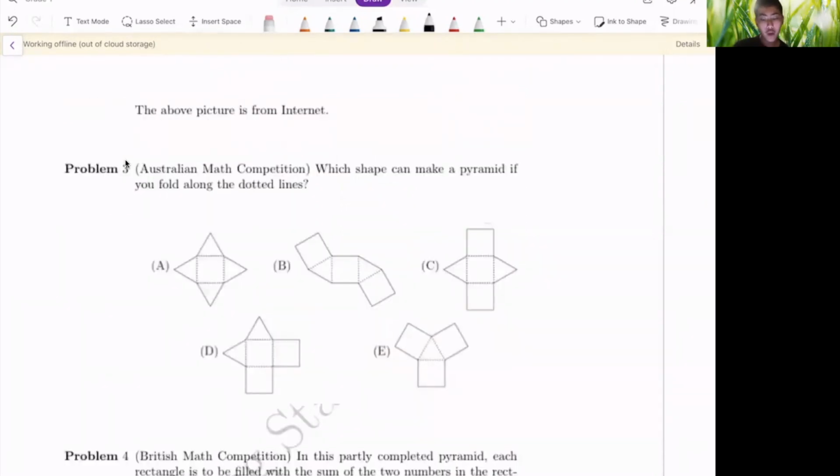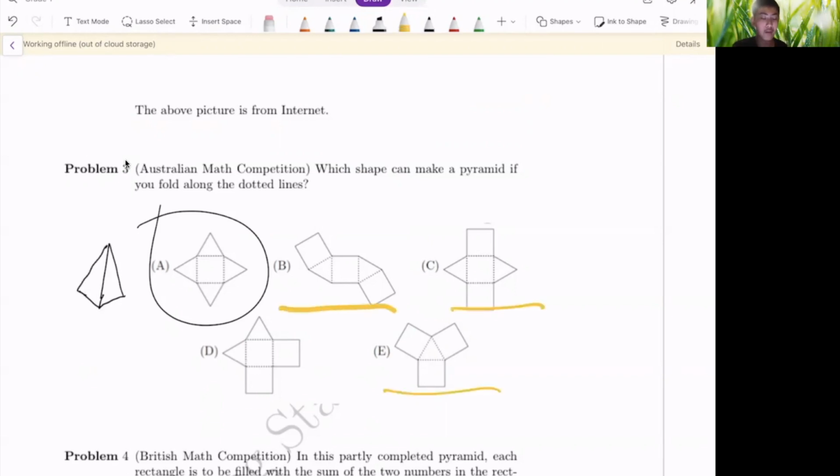Problem 3. Which shape can you make a pyramid if you fold along the dotted lines? So for this problem, all you had to do was experiment with these types of shapes, and eventually you should have gotten that the answer was A, because you could have folded it into a pyramid. And as you observe the other ones, you couldn't make them into a pyramid if you tried.